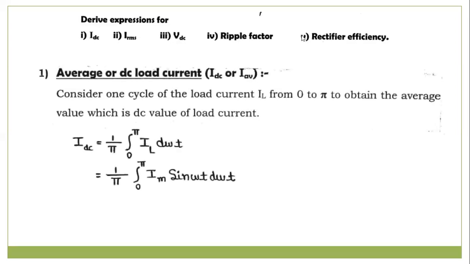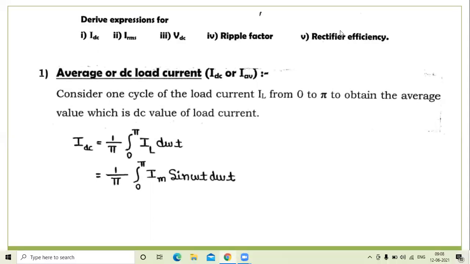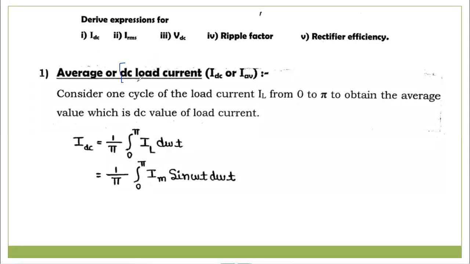So here IDC is nothing but the DC load current. We can call it a DC load current, or an average current. That is indicated by IDC, or we can indicate it with IAV. Here you can consider one cycle of load current IL. One cycle means 0 to pi. So what are we going to obtain? We are going to obtain an average value first. So here IDC is nothing but 1 divided by pi, integration 0 to pi, IL d omega t.